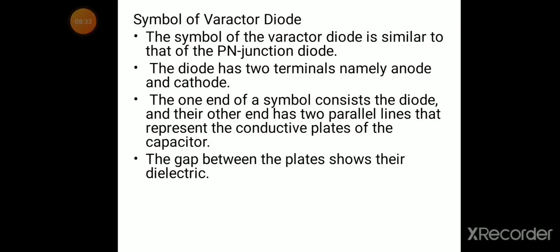Symbol of the varactor diode. The symbol of the varactor diode is similar to that of the p-n junction diode. The diode has two terminals, namely anode and cathode. One end of the symbol consists of the diode and the other end has two parallel lines that represent the conductive plates of the capacitor. The gap between the plates shows the dielectric.